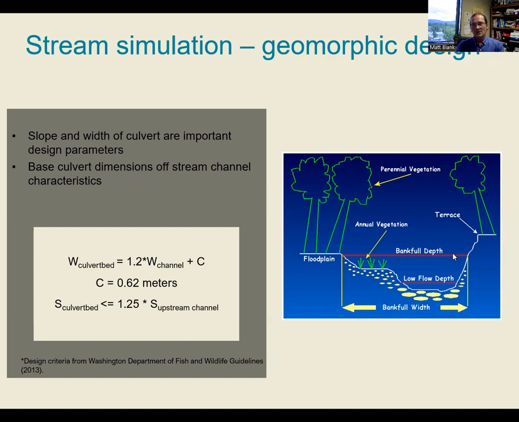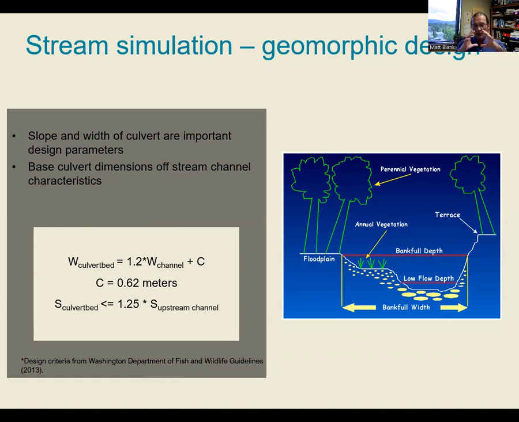So you go out and you measure things like bank full width and stream channel slope and the substrate within the stream itself. And then you can base the culvert dimensions off of those channel measurements. And for some of the criteria, here are some simple relationships that are used in various parts of North America. The culvert width is recommended to be 1.2 times this channel width plus 0.62 meters.